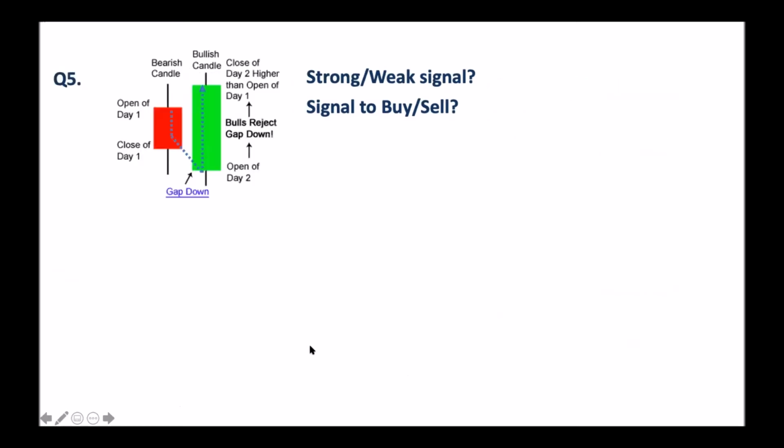Question 5. It opened at the higher, going down. Then the next day, it goes down some more. Panic. But anyhow, at the end of day 2, it actually closed higher than the first day. So what do we expect on day 3, a strong or weak signal to buy or to sell? Remember, the bull is rejecting the gap up and it's moving longer than day 1.